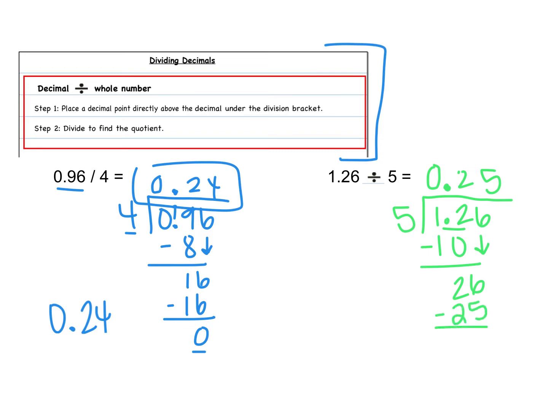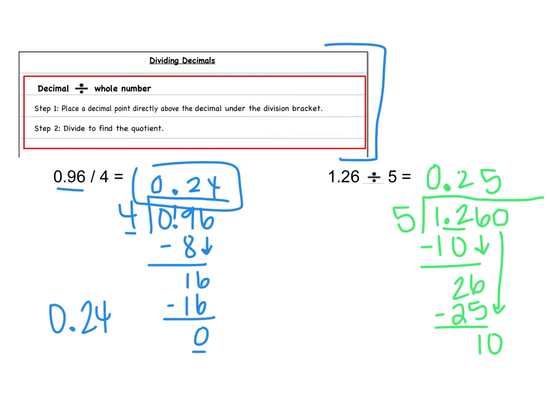Subtract 26 minus 25 is 1. Now we don't have anything else to bring over, but we have a 1 here, so we don't just stop and say remainder 1. What we do instead is we add another 0 below the division bracket. Notice we're below it. Now we can bring that number down.